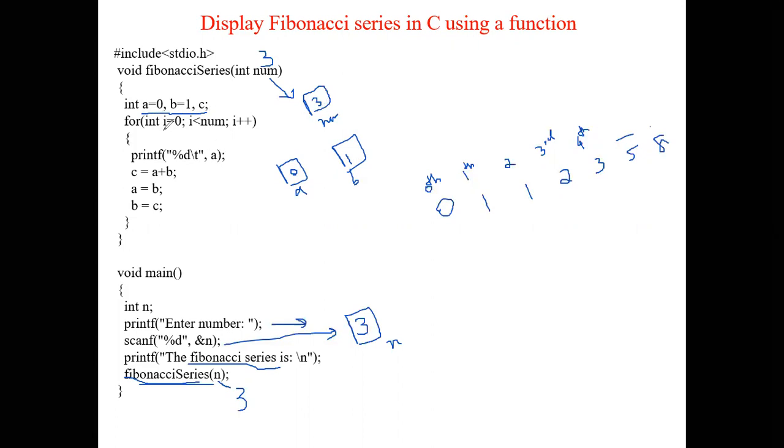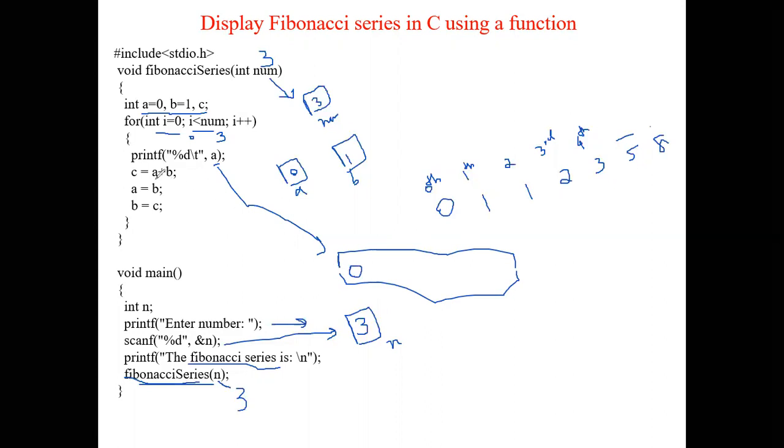Before understanding this program, go through the Fibonacci series program, which we already discussed in module 3. So int i is equal to 0. I will start from 0. I is less than num. So 0 is less than num. Num is 3 here. Printf A will print the value of A. So this is our output. It will print the value of A, that is 0.